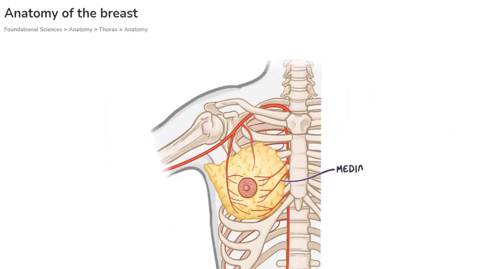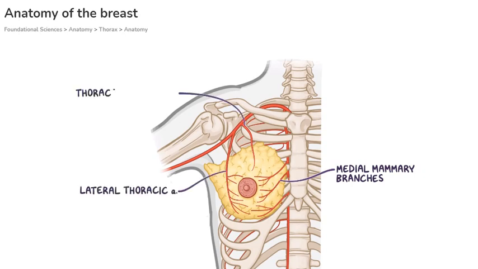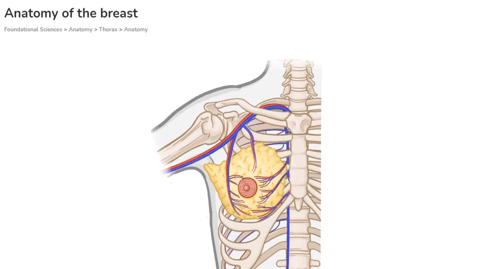Arteries of the breast include the medial mammary branches, the lateral thoracic artery, the thoracoacromial arteries, and posterior intercostal arteries. The venous drainage is mainly to the axillary vein, but there is some drainage to the internal thoracic vein.